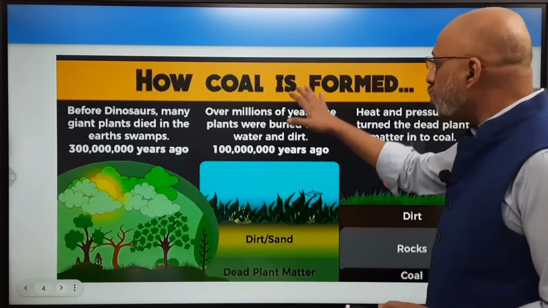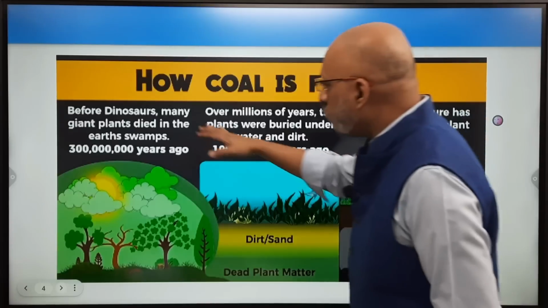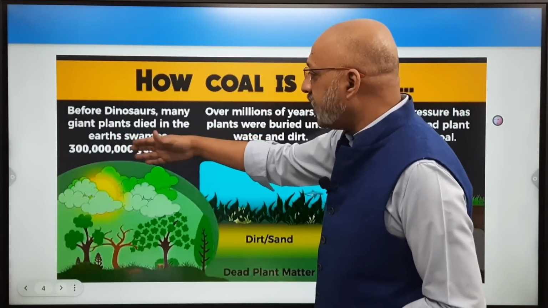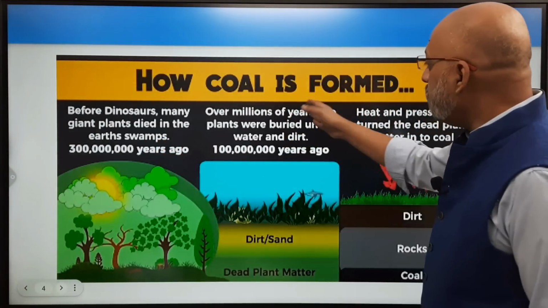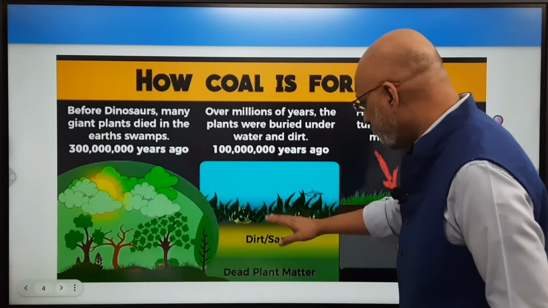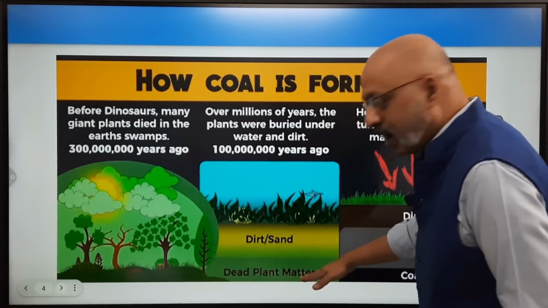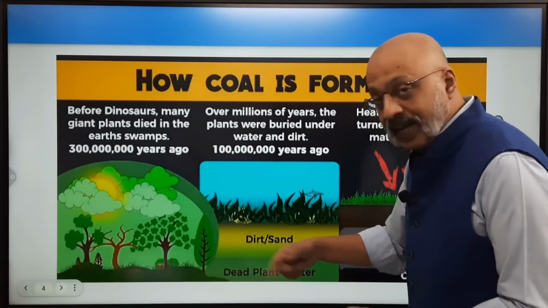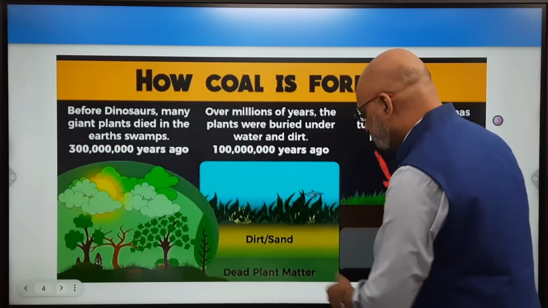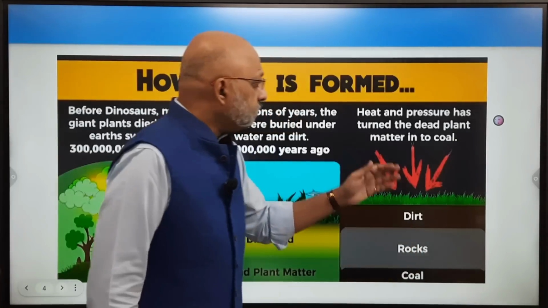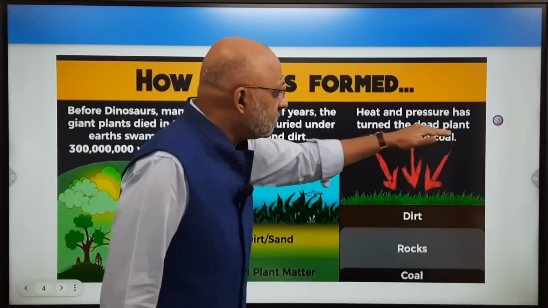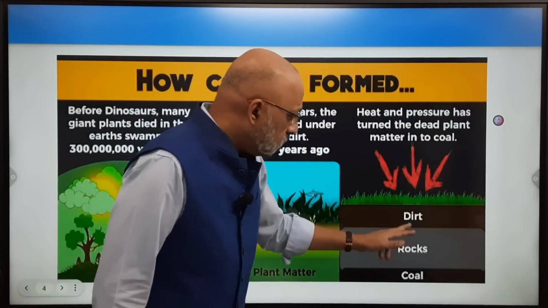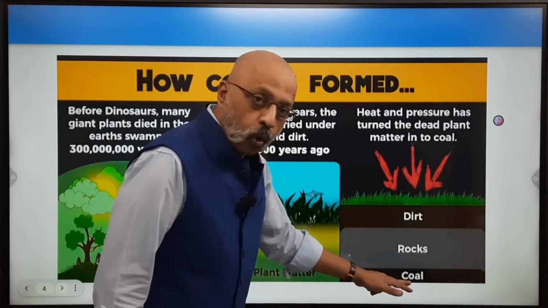Now, how coal was formed. Before dinosaurs, many giant plants died in the earth's swamps so many years ago. Over millions of years, the plants were buried under dirt and sand. The next slide will explain this better. Thereafter, heat and pressure, over centuries, turned the dead plants into coal. Dirt, then rocks, and coal is below.